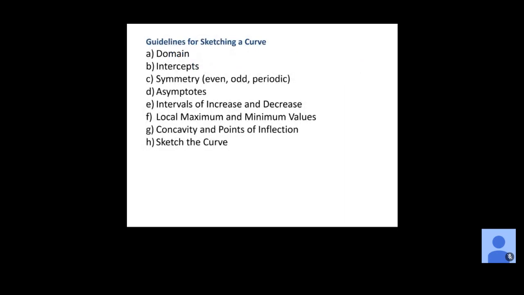All right, so here's all the things we're going to look for, right? We're going to think about domain, right? Because that's important. Okay, if you have any vertical asymptotes, anything like that, we have to know. If there's any holes in the graph, we need to know that also.